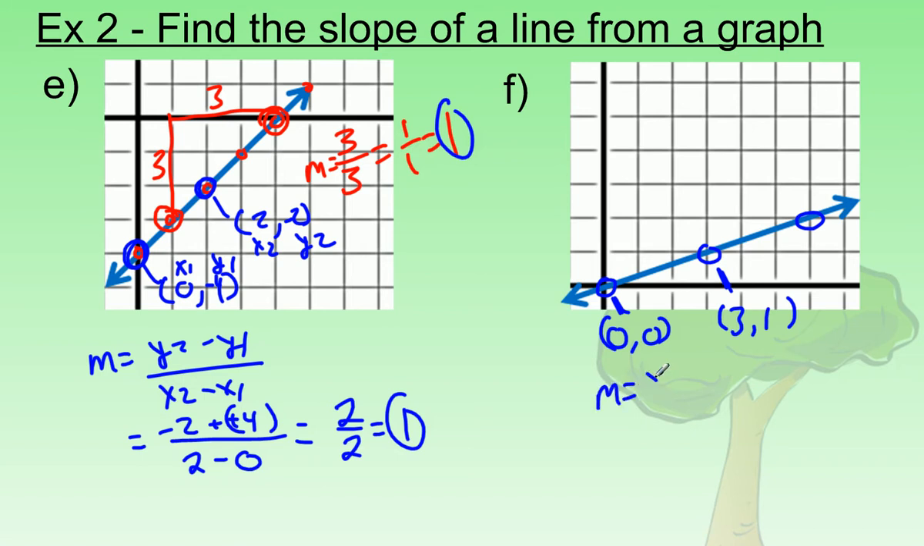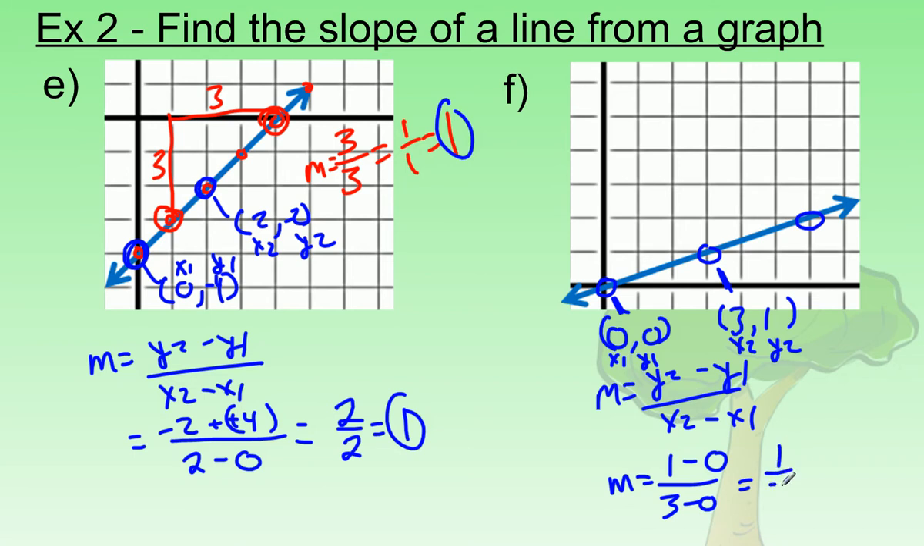M equals y2 minus y1 over x2 minus x1. M equals x1, y1, x2, y2. And so we have 1 minus 0 over 3 minus 0, which is 1 over 3. That was pretty easy.